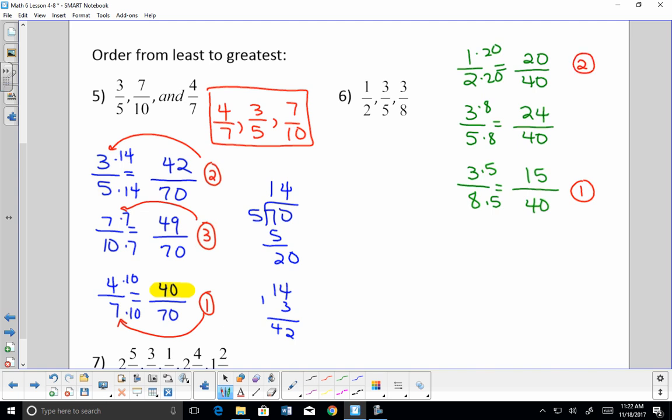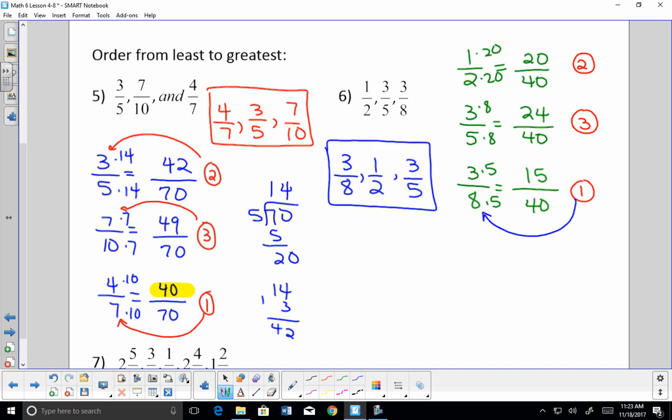But remember, we have to write them back in their original forms. So the original form of 15/40 was 3/8. The original form of 20/40 was 1/2. And the original form of 24/40 is 3/5. So the order for these three would be 3/8, 1/2, 3/5.